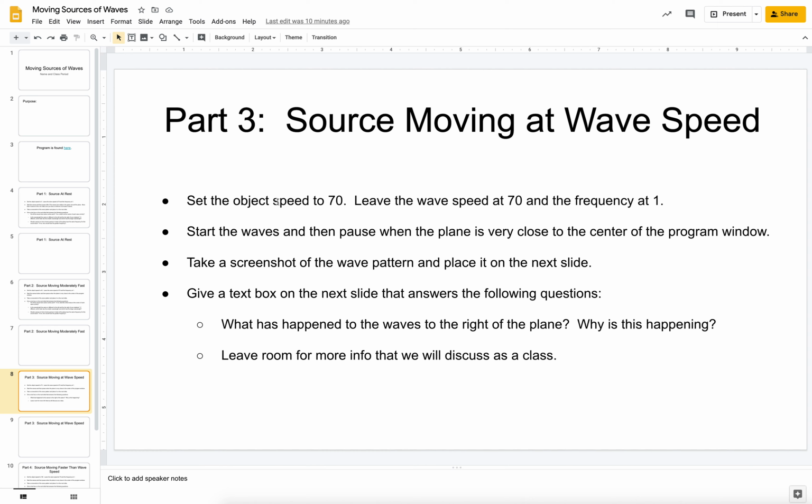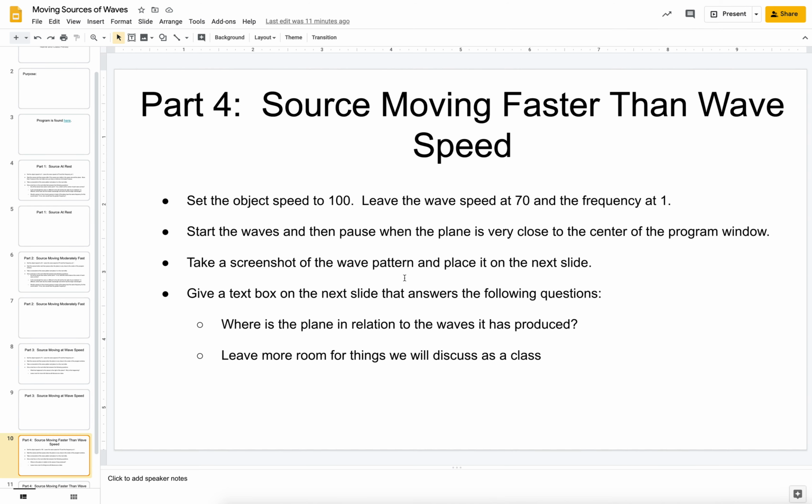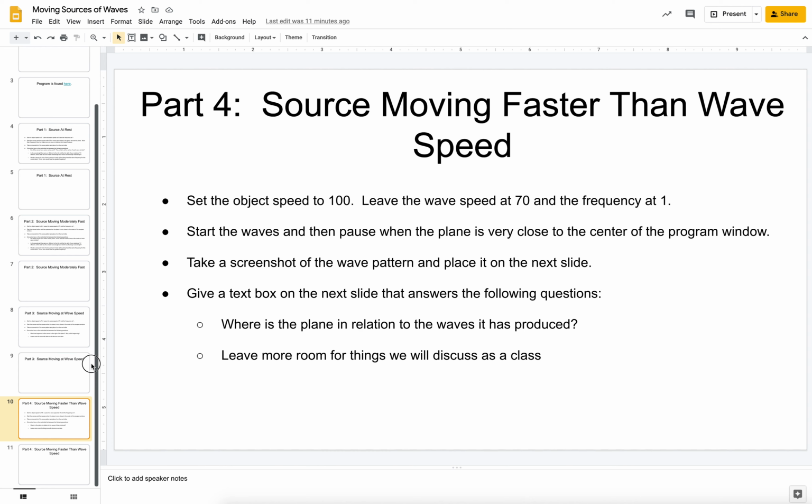Part 3, you're going to have the airplane traveling at the speed of sound. So set both the speed of the plane and the speed of the sound to the same number. In this case, 70. Okay, follow your steps, put your screenshot here, answer your questions on the same slide.